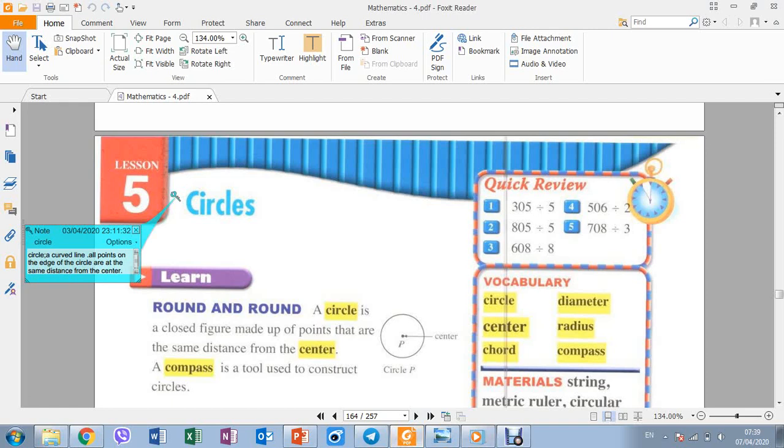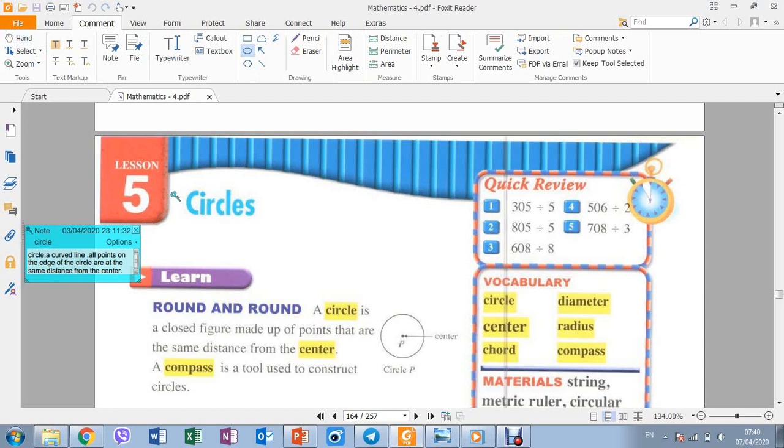Look, a circle is a curved line. All points on the edge of a circle are at the same distance from the center. Look, this one, this is a circle, for example. This is a circle, so it has a middle point, the center.